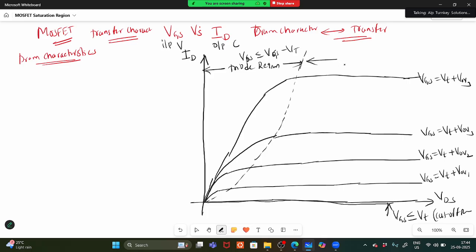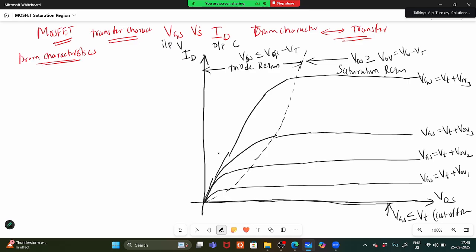In the saturation region, the channel is nowhere depending on VDS. If you vary VDS, for different values of VGS you will get different values of ID current. So here VDS is greater than or equal to VOV. VOV means what? VGS minus VT. So this is the saturation region.